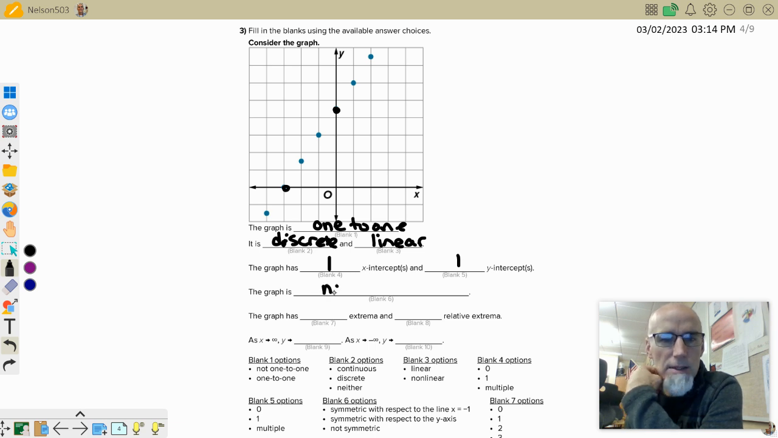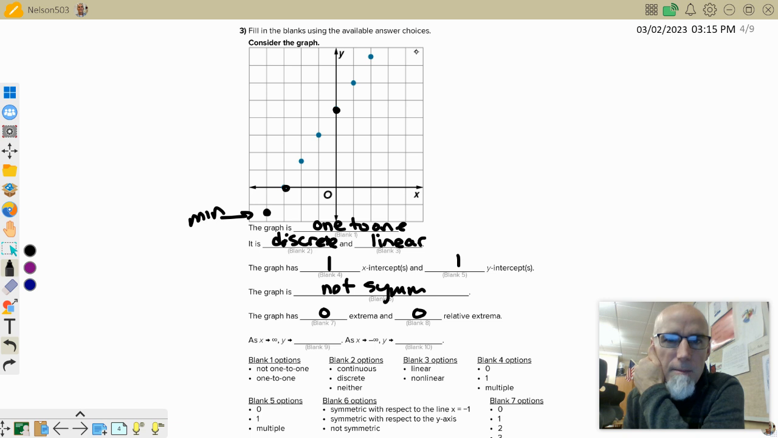Let's do not symmetric. And the graph has no extrema and no relative extrema. And then, well, I guess it does have this point right here. If this doesn't continue to go on, does it say that it continues to go on? So that would be a minimum right there, and this would be a maximum up here. Oh man, this is tricky. I wish I wouldn't have assigned this one. So that might be 1 right here, 1 extrema.